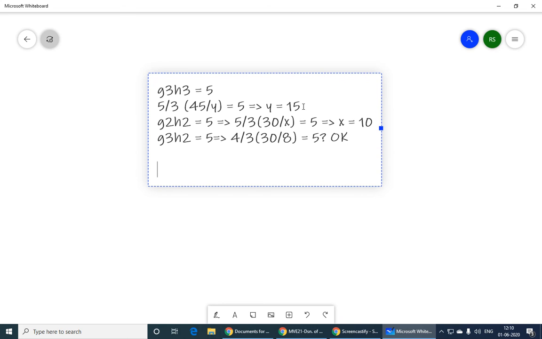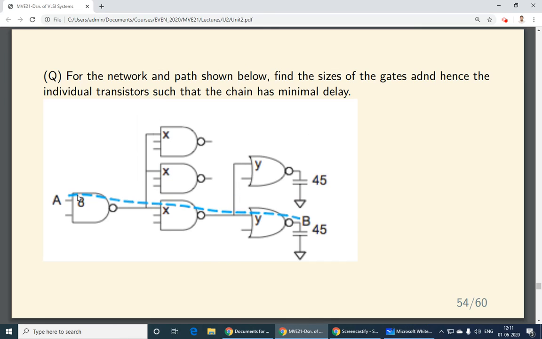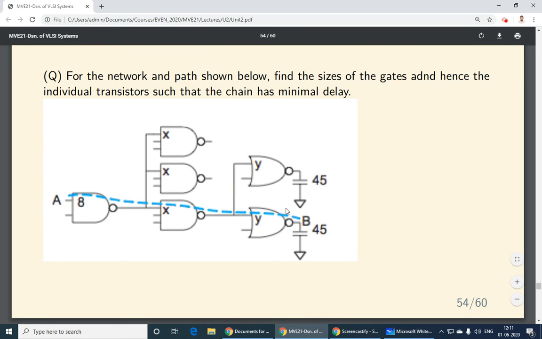And now we can also calculate the delay equal to 3 stages, so 3 into 5 plus 2 plus 3 plus 2 equal to, 5 3s are 15, 15 plus 7, 22 tau. This is the delay for this particular path, okay, and this is the best possible delay. We don't have to worry about any other combination for X and Y.